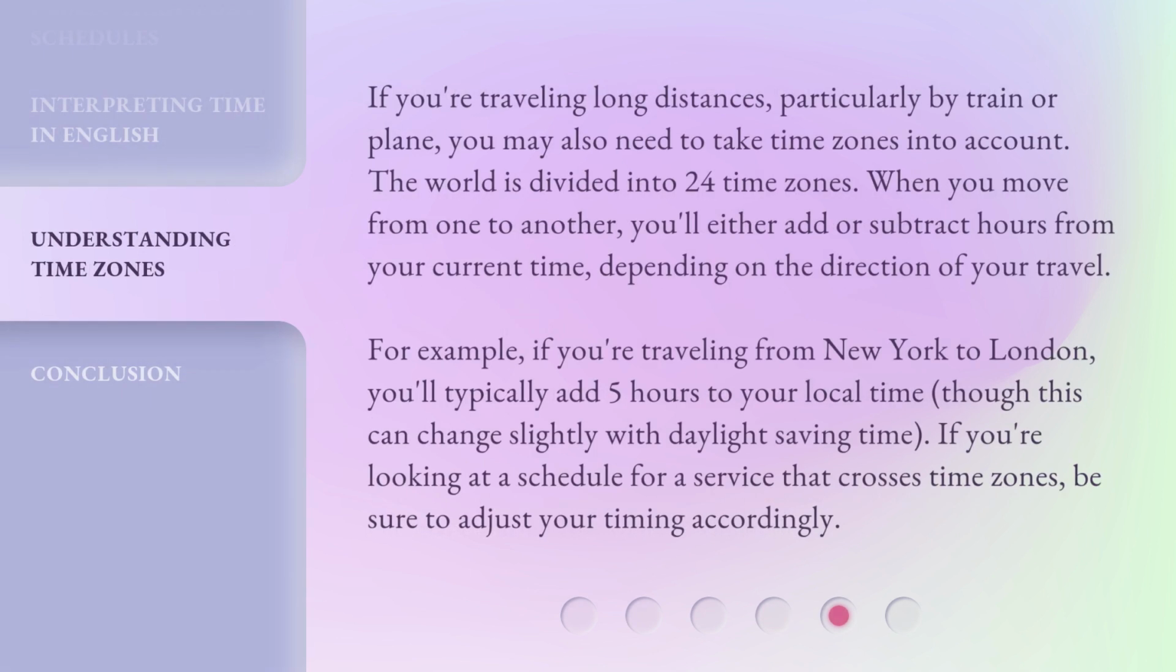If you're traveling long distances, particularly by train or plane, you may also need to take time zones into account. The world is divided into 24 time zones. When you move from one to another, you'll either add or subtract hours from your current time, depending on the direction of your travel. For example, if you're traveling from New York to London, you'll typically add 5 hours to your local time, though this can change slightly with daylight saving time. If you're looking at a schedule for a service that crosses time zones, be sure to adjust your timing accordingly.